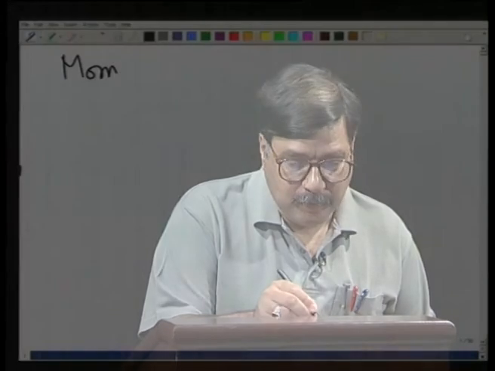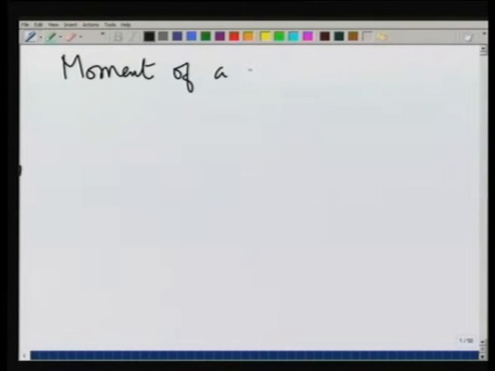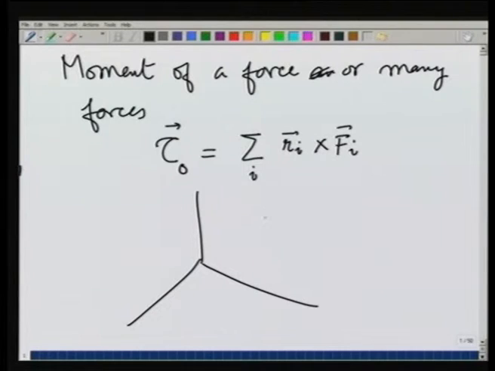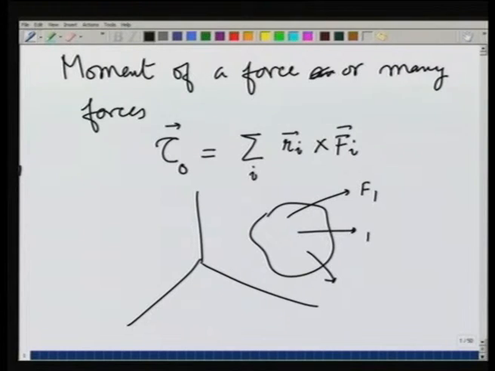We have been learning about the moment of a force or many forces. What we have learned so far is that the torque about origin O, so that I will indicate by this, is R_i cross F_i, where we are applying these different forces F_1, F_2, F_3 and so on about point O.